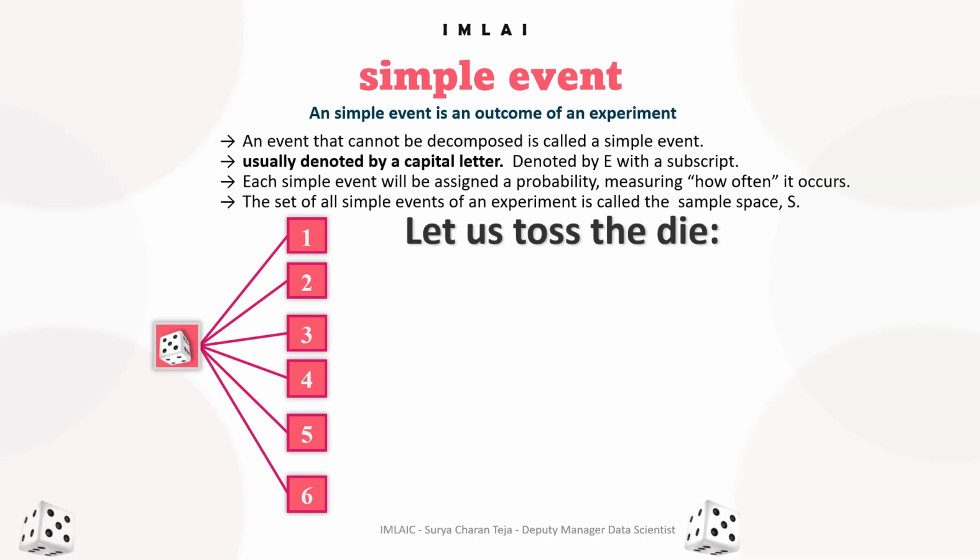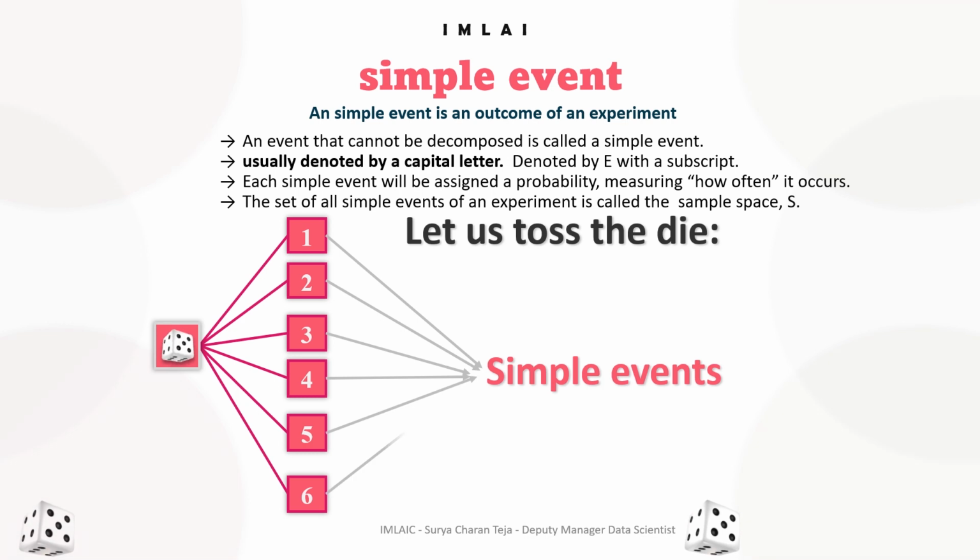So each of these outcomes is called a simple event. Each of 1, 2, 3, 4, 5, 6 is a simple event, since it can occur from a single roll of the die. We denote these simple events with E1, E2, E3, E4, E5, E6. Okay? And we can take another example.